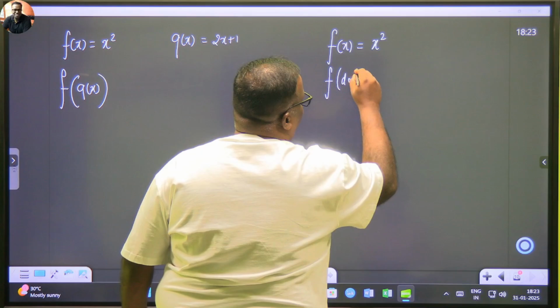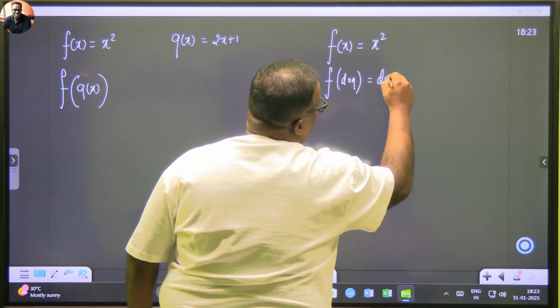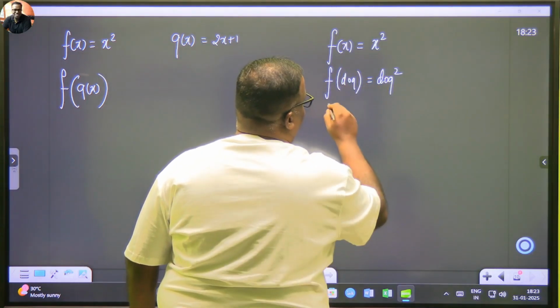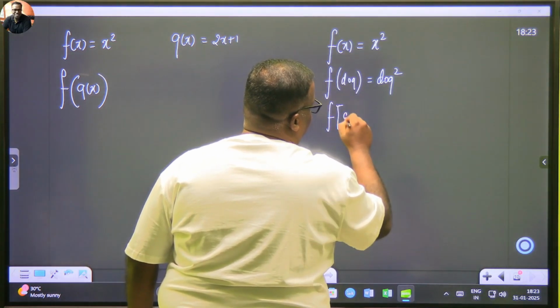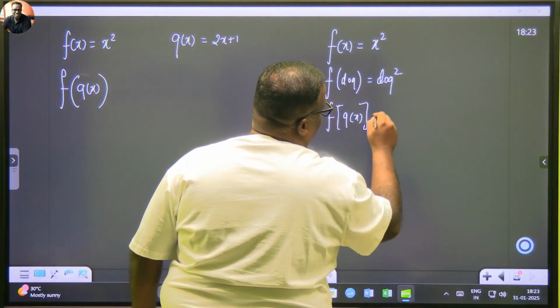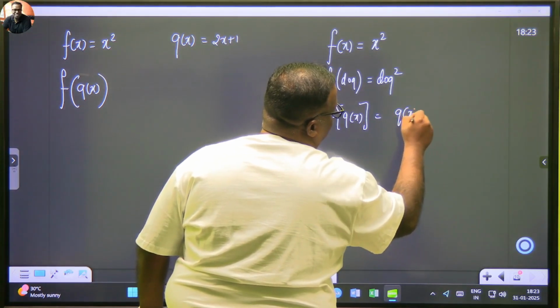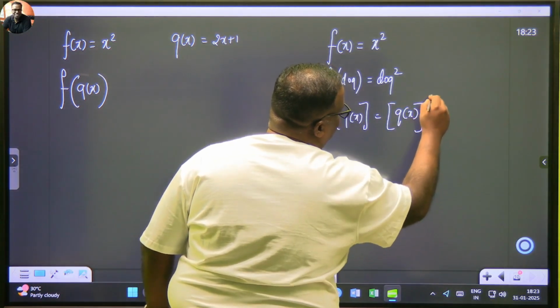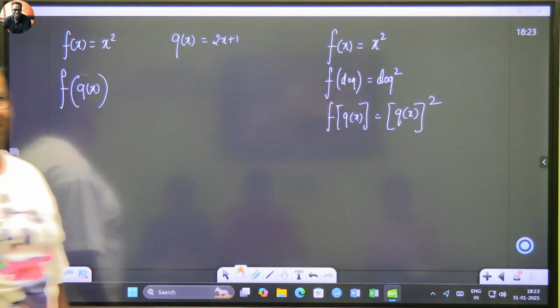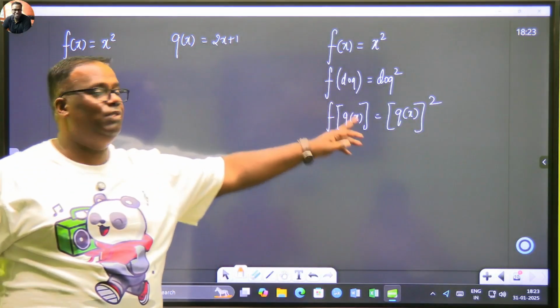Don't write this step at school, okay? Like, you just write it's a dog. Don't write dog at school, you'll get dog marks only.